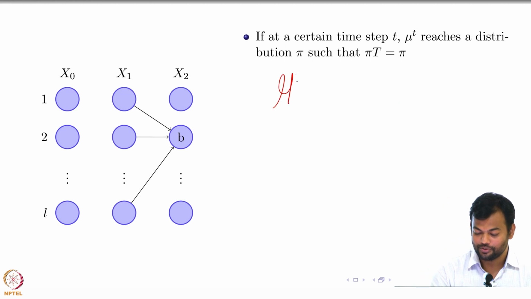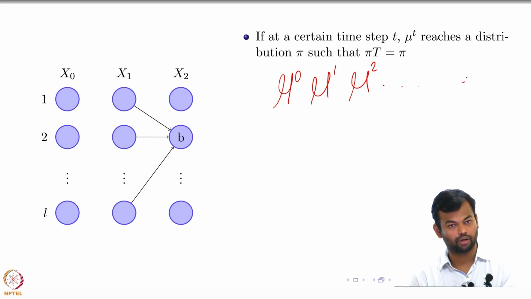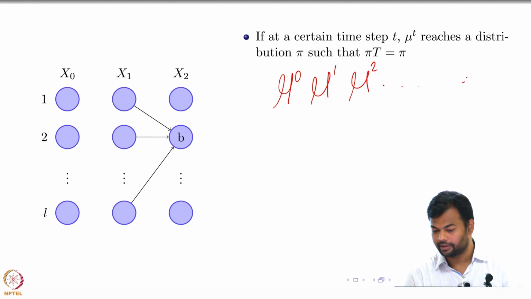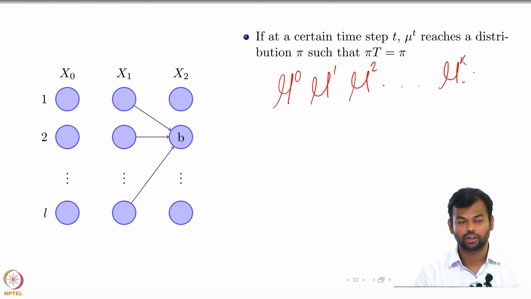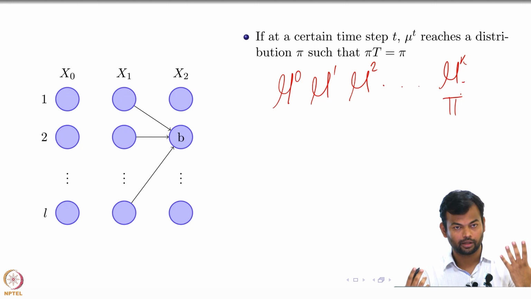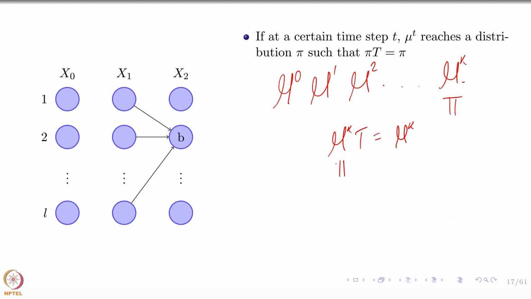So mu 0, mu 1, mu 2 and so on, right? I was just computing all of these and I can keep computing it and say at mu k, whatever I reached, I'm just calling it pi. I can call it anything, right? I'm just calling it pi. Now mu k has a certain property that if I multiply it by t, I get mu k back, okay? And here of course instead of mu k, I'm just denoting it by pi.